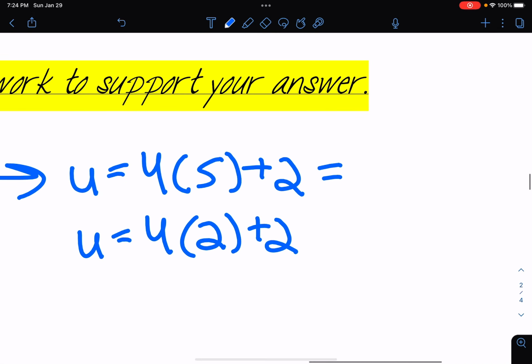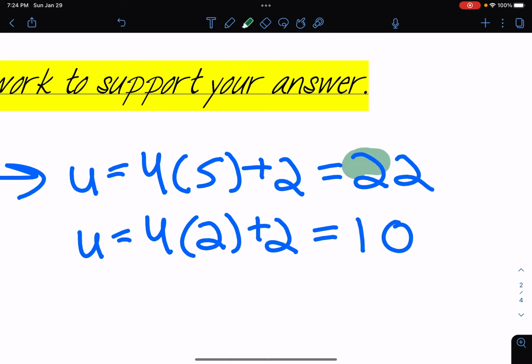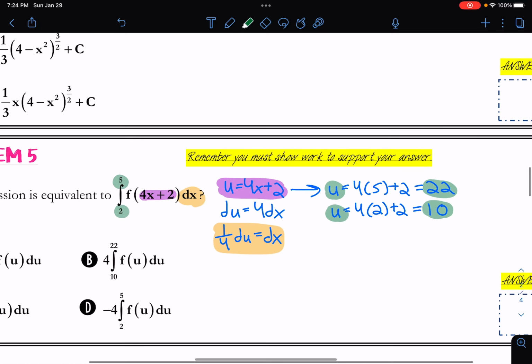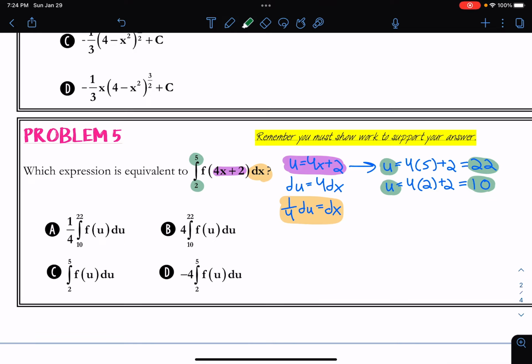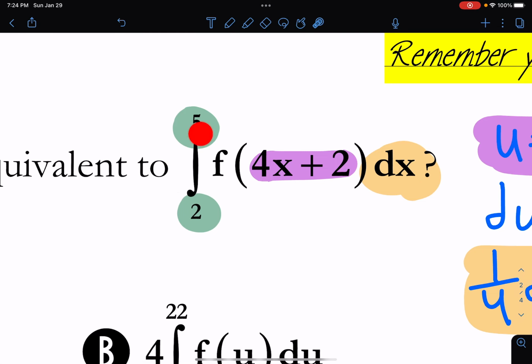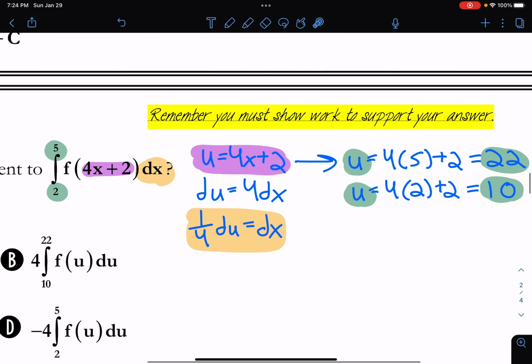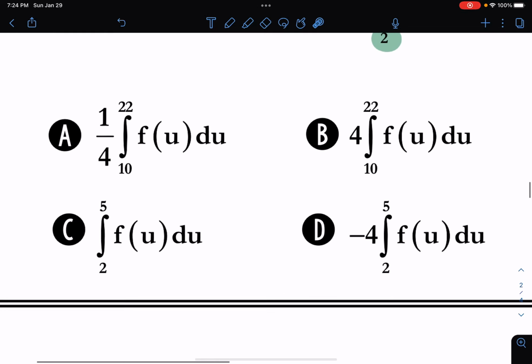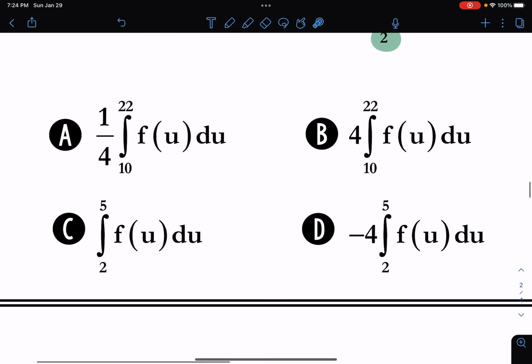The limits of integration are actually a really nice place to start, because it's a nice way to eliminate options when you're doing a multiple choice question. Even if I'm not sure on the u-substitution part, it's very unlikely that the limits of integration don't change when you convert them from values of x into values of u. So 22 and 10. Automatically I know C is wrong, D is wrong, none of those have limits of integration 22 and 10. So I've got it down to A and B.